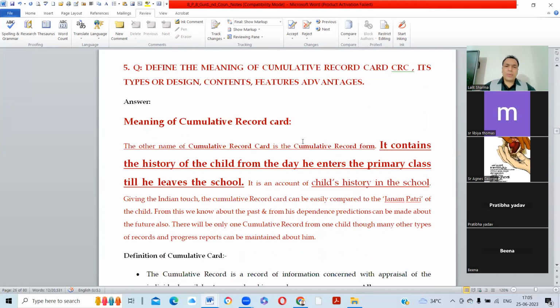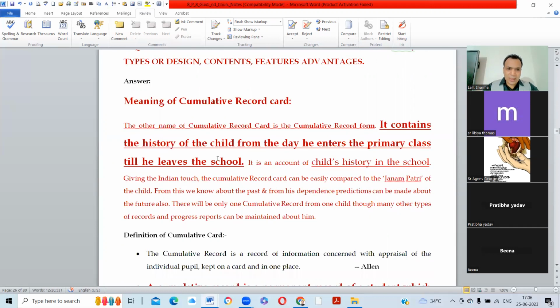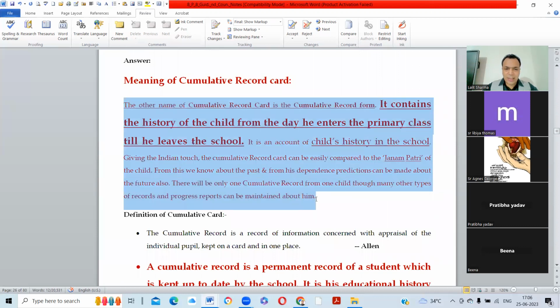Okay, next we talk about the fifth and important question. What is a cumulative record? Okay, its type, design, content, and features. Okay, cumulative record I have already discussed. Okay, then we also discuss here in detail.